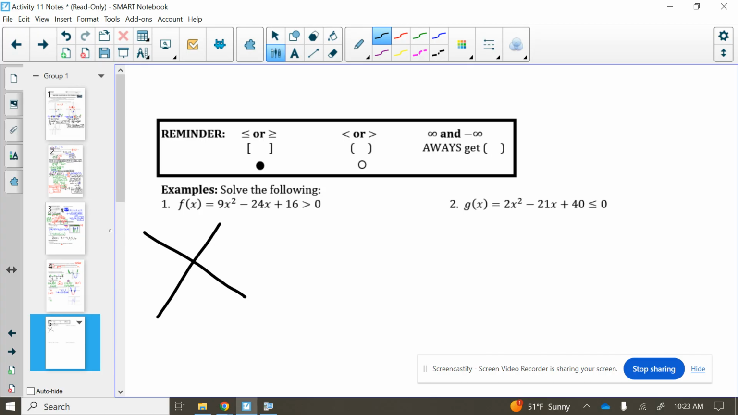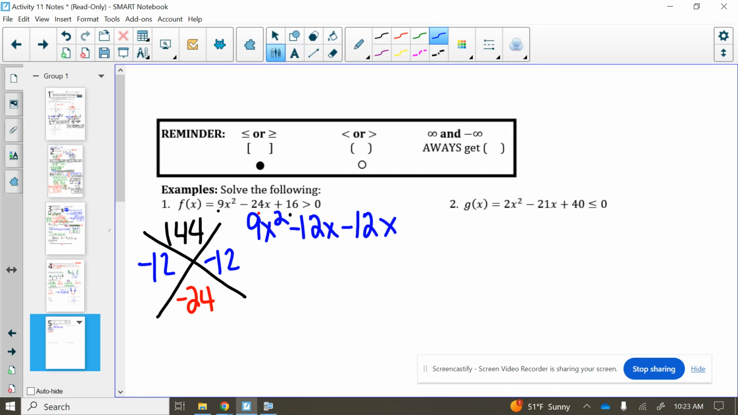So notice on this one, they didn't give this to us in factored form, but we're going to say, okay, what multiplies to be A times C, aka 144, adds to be our B term in the middle of -24. Well, that's going to be this time -12 and -12, which would multiply to be +144, add to be -24. So since we have a coefficient on our leading term here, in this case, we have 9x squared, we're going to have to break this up and group before we can actually solve.